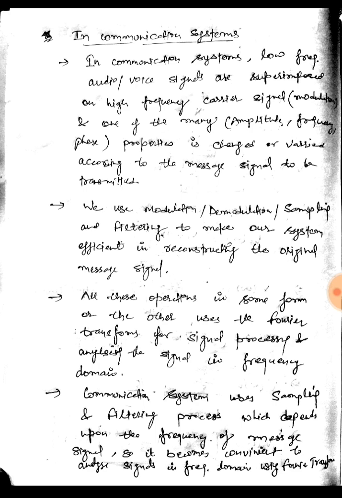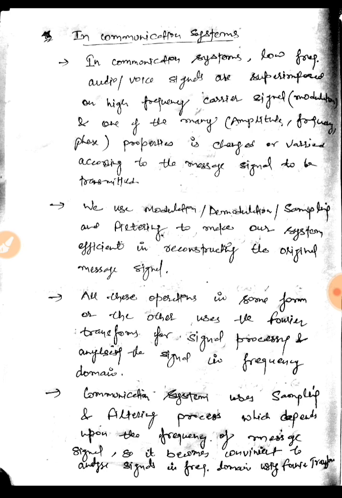So we use modulation, demodulation, sampling, and filtering. All these processes involve the Fourier transform to analyze our signals and to make our system efficient in reconstructing the original message signals. Sampling we have already seen in the last lecture.